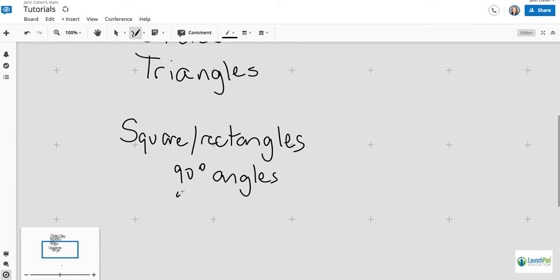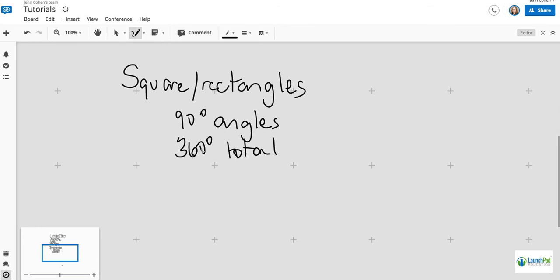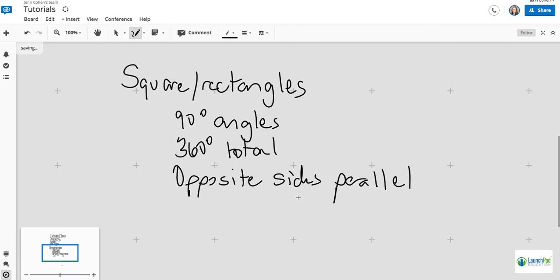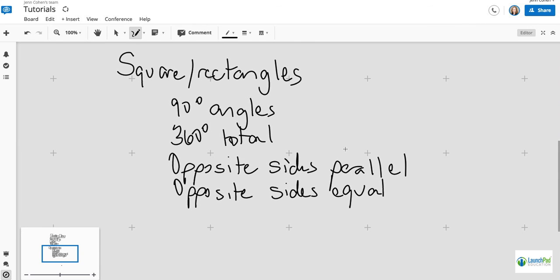Those angles always add up to 360 degrees total. And opposite sides are parallel. And opposite sides are equal. So in the case of a square, which has four equal sides, that's pretty obvious and straightforward. For a rectangle, the opposite sides are obviously equal.